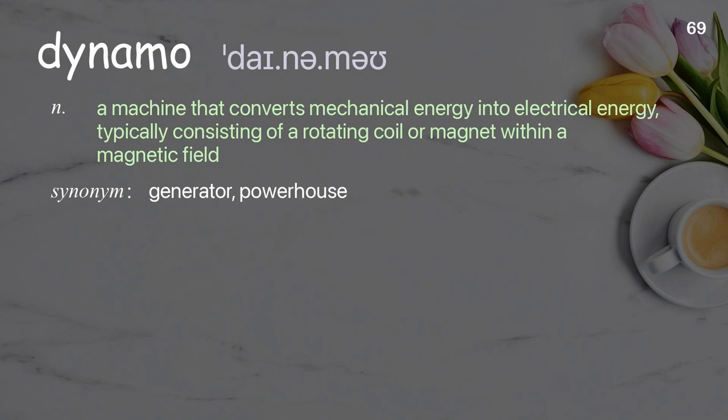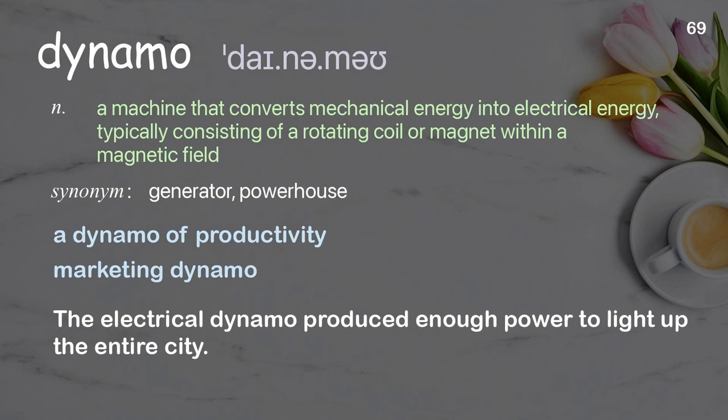Dynamo. A machine that converts mechanical energy into electrical energy, typically consisting of a rotating coil or magnet within a magnetic field. Examples. A dynamo of productivity. Marketing dynamo. The electrical dynamo produced enough power to light up the entire city.